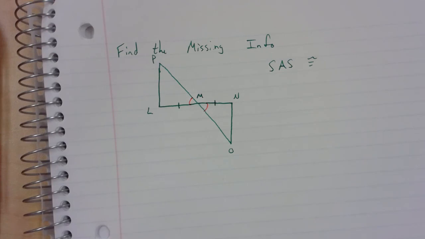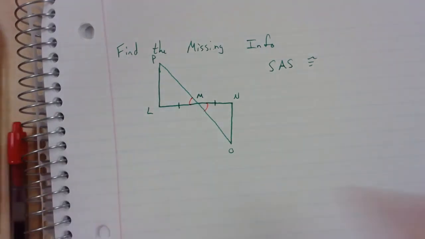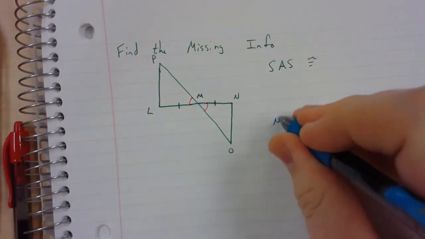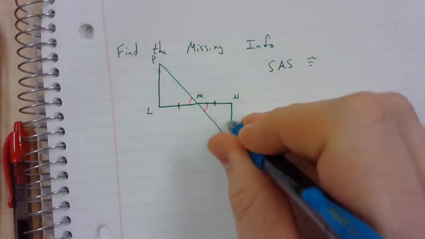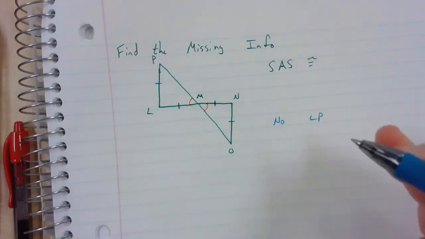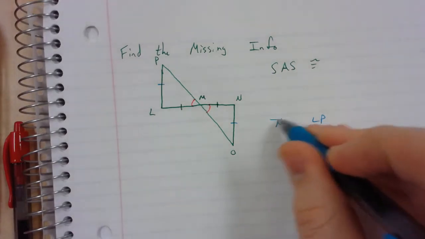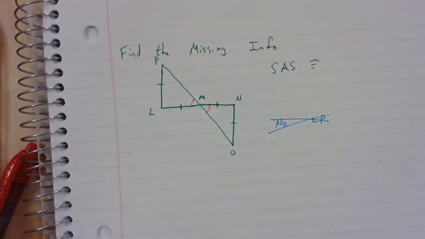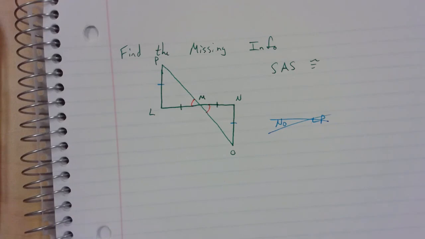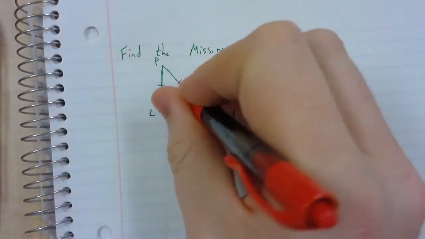Another side. Which sides? Well, I need you to be specific, like name them. So NO and LP. Let's do that in teal. All right, so if I mark NO and LP, do I have side, angle, side? No, I've got angle, side, side, which I can't do, right? So that doesn't help me. NO congruent to LP. I need something else. I already have LM. MO congruent to MP. Very good.